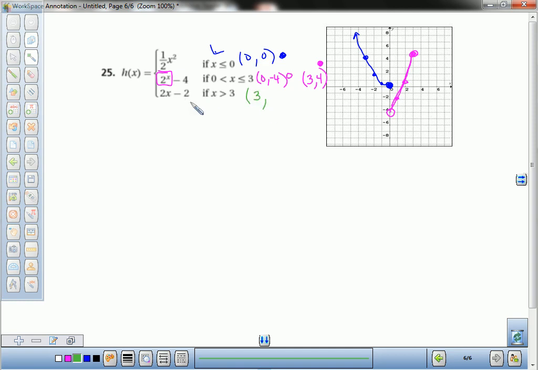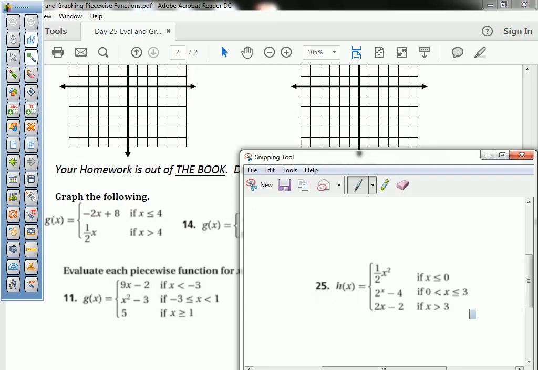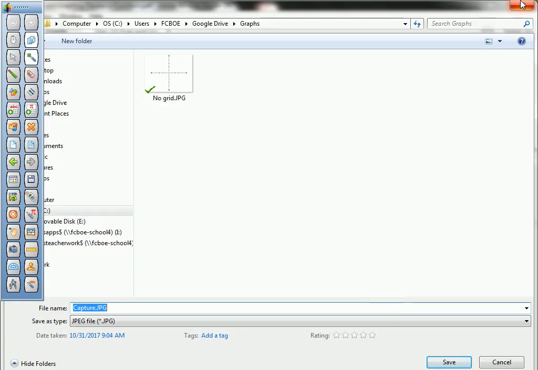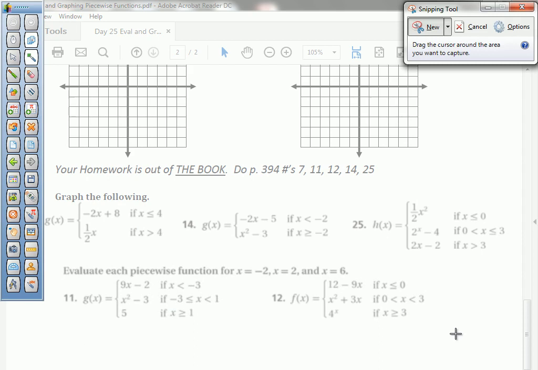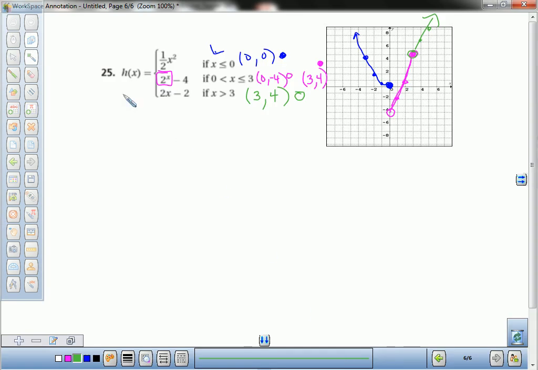And the last one. When I plug in 3, 6 minus 2 is 4. The starting point on this one is an open circle at (3, 4). And my slope is positive 2, up 2 over 1, up 2 over 1. All right, and then the last two we're just evaluating. So we will snip these and paste them into that same page, and then we'll be done.